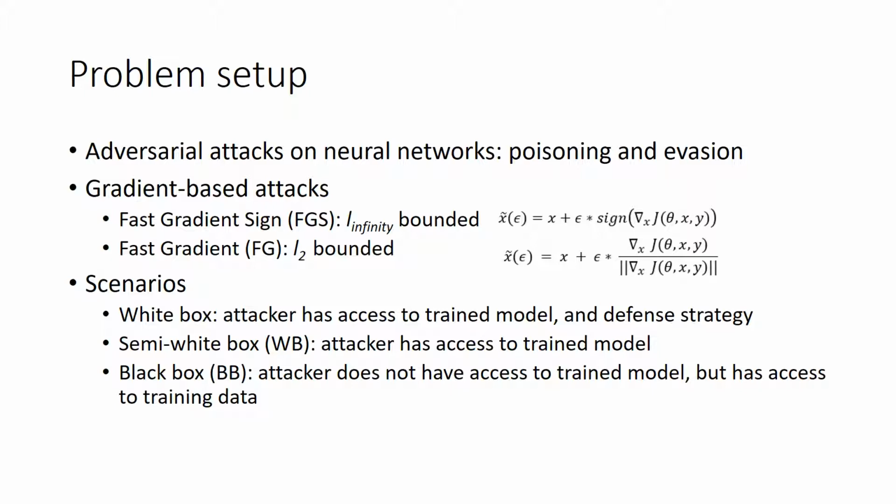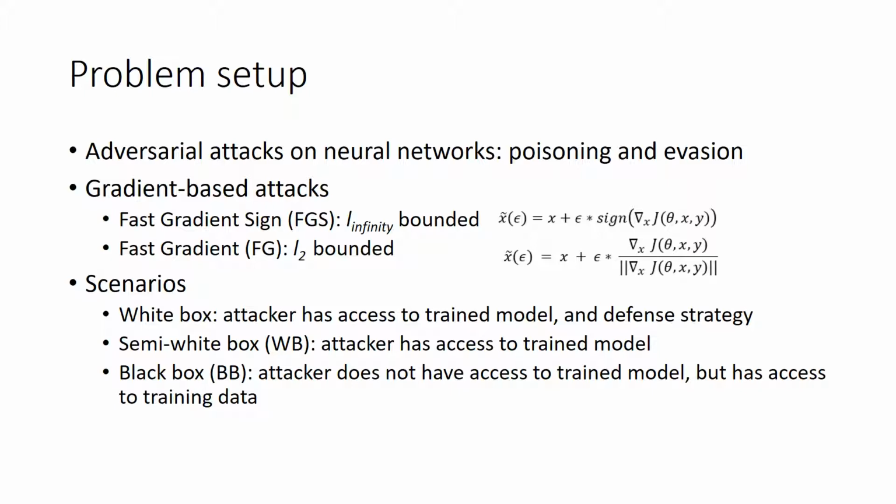Among the many types of evasion attacks, one type is gradient-based attacks. These attacks add some noise to the test data, and that noise is proportional to the sign of the gradient of the cost function. There are different ways in which this perturbation can be bounded. If the perturbation is L infinity bounded by a certain bound, let's call that epsilon, then that is called a fast gradient sign attack. If the bound is an L2 bound, that is called a fast gradient attack.